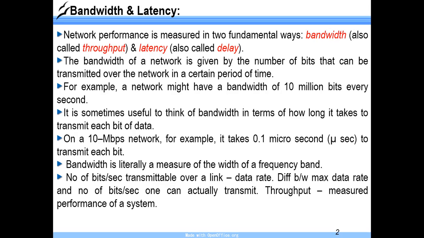Network performance is measured in two fundamental ways: the bandwidth or throughput, and latency or delay. The bandwidth of a network is given by the number of bits that can be transmitted over the network in a time period. For example, a network may have a bandwidth of 5 million bits every second, meaning that per second it can deliver only 5 million bits.